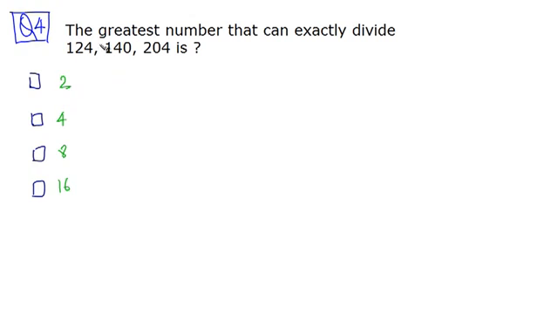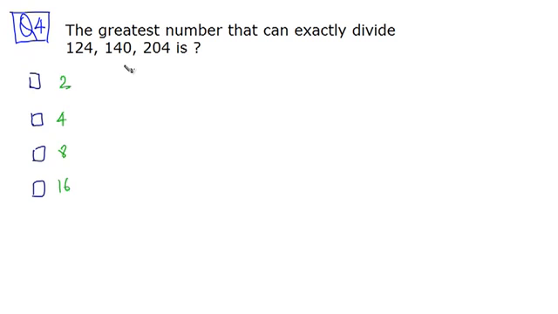Question number 4. The greatest number that can exactly divide these three numbers is? Well, if you may recall, HCF is also known as GCD, that is the greatest common divisor. So this question is basically asking you to calculate the greatest common divisor of these three numbers. So let's find out the HCF of these three numbers.